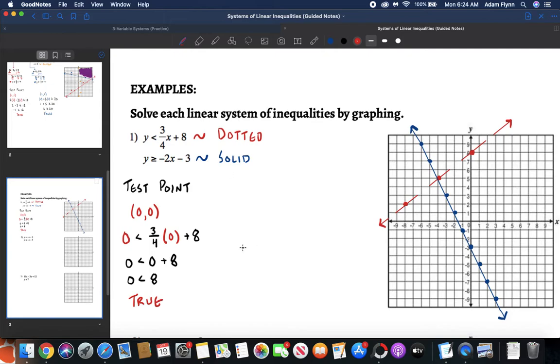Taking a look at 0 is less than 8, this is true. So that means if I go over, well, I extended that a little too far. Looks like Pinocchio. Okay, so if I take a look at my red line, ignoring my blue line right now, I've got this top and this bottom. 0, 0 was down bottom and it was true, so I'm going to shade the side that 0, 0 is on. So I'm shading below this red line. So I've eliminated the top sections here, the two smallest corners. Now I can do the same for my blue line.